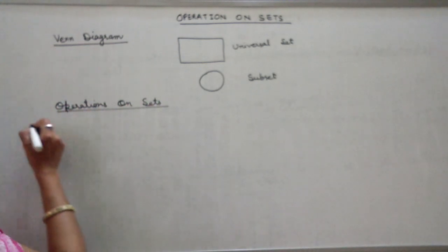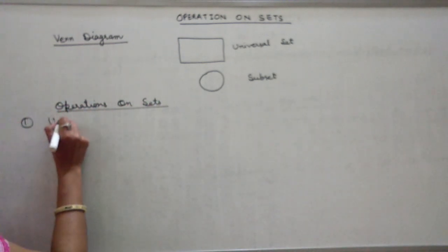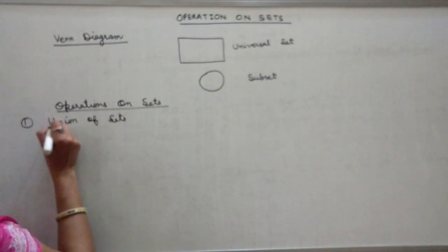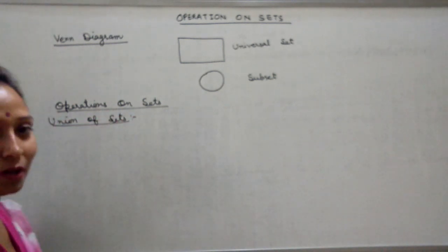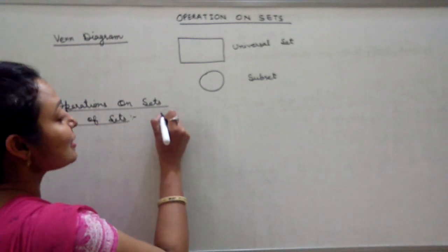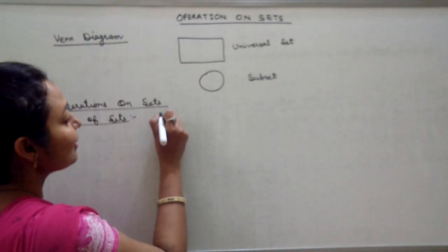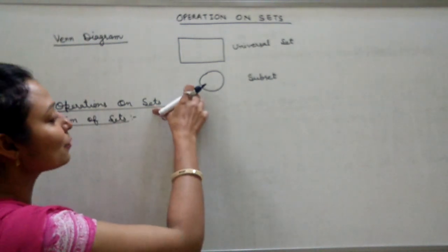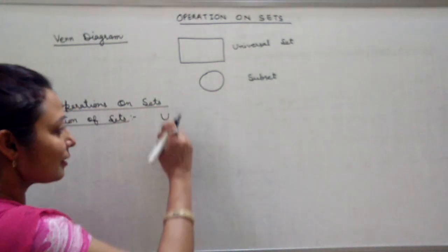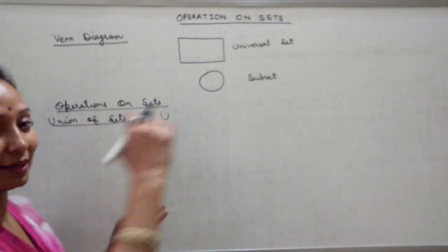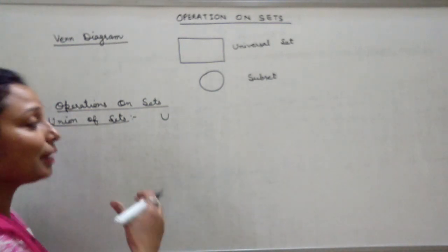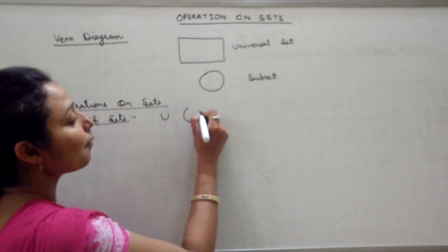In operations on sets, first is union of sets. What is union of sets? Union is represented by this sign U, but it is not like a capital U. It is of a lesser height than capital U. So this is the sign of union. Union means combine.